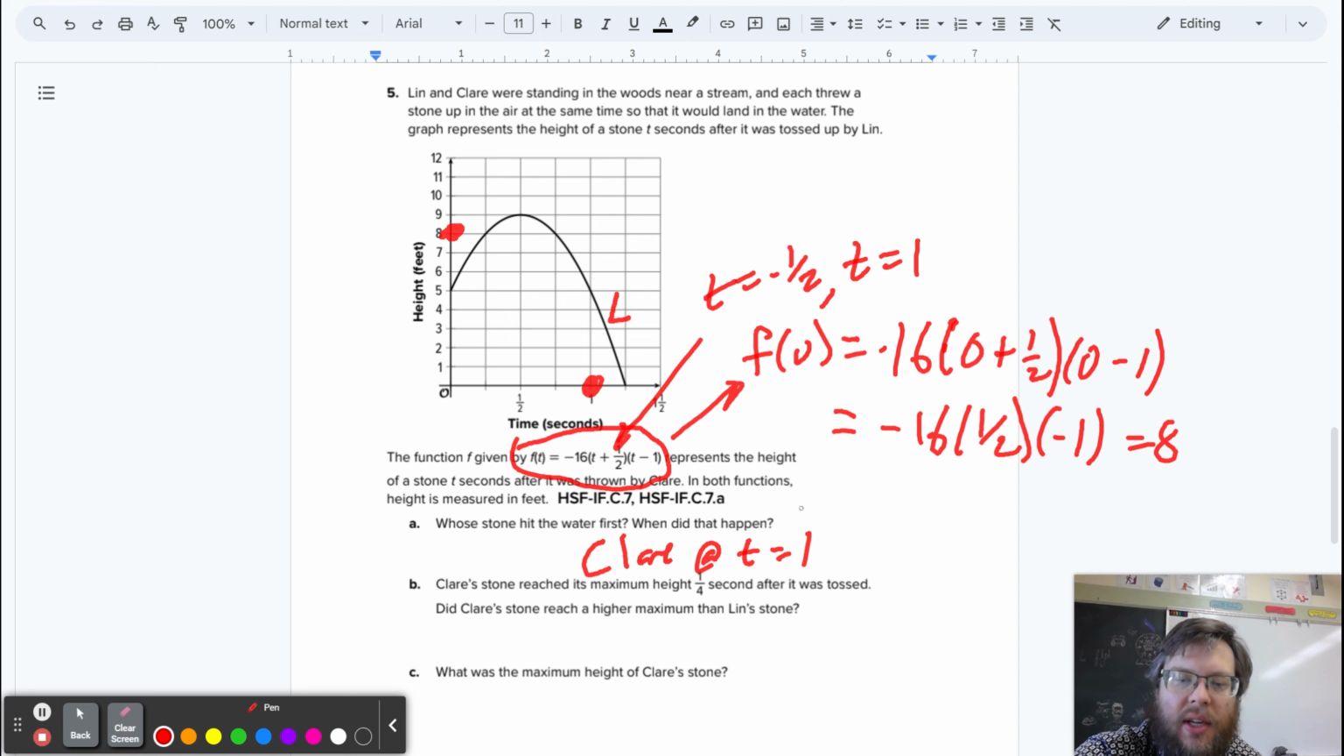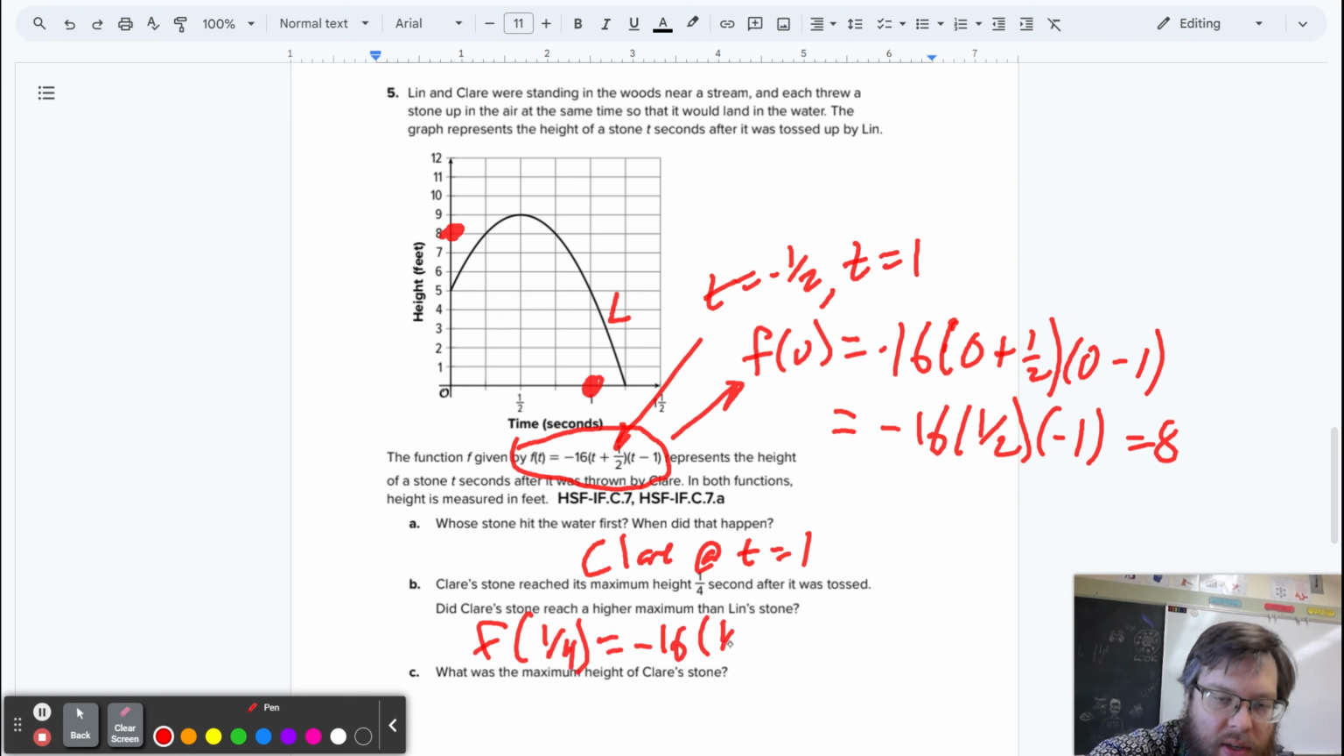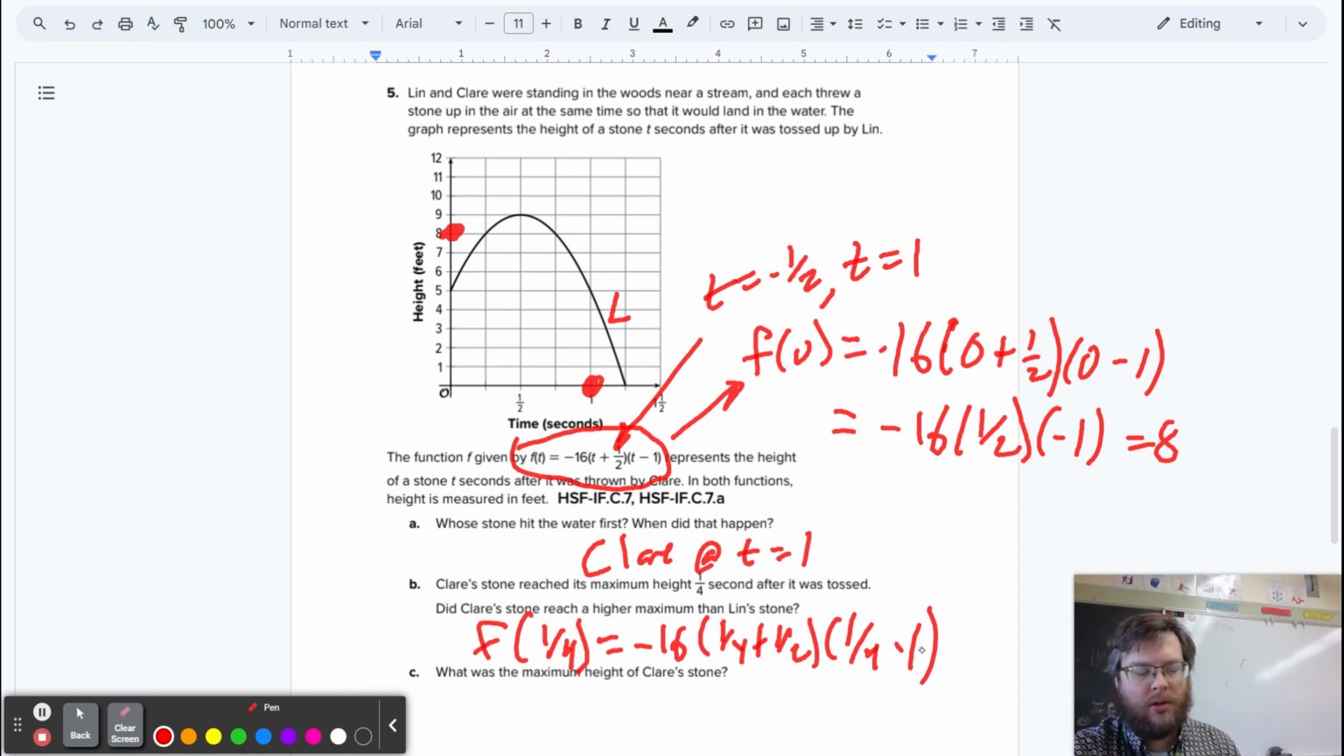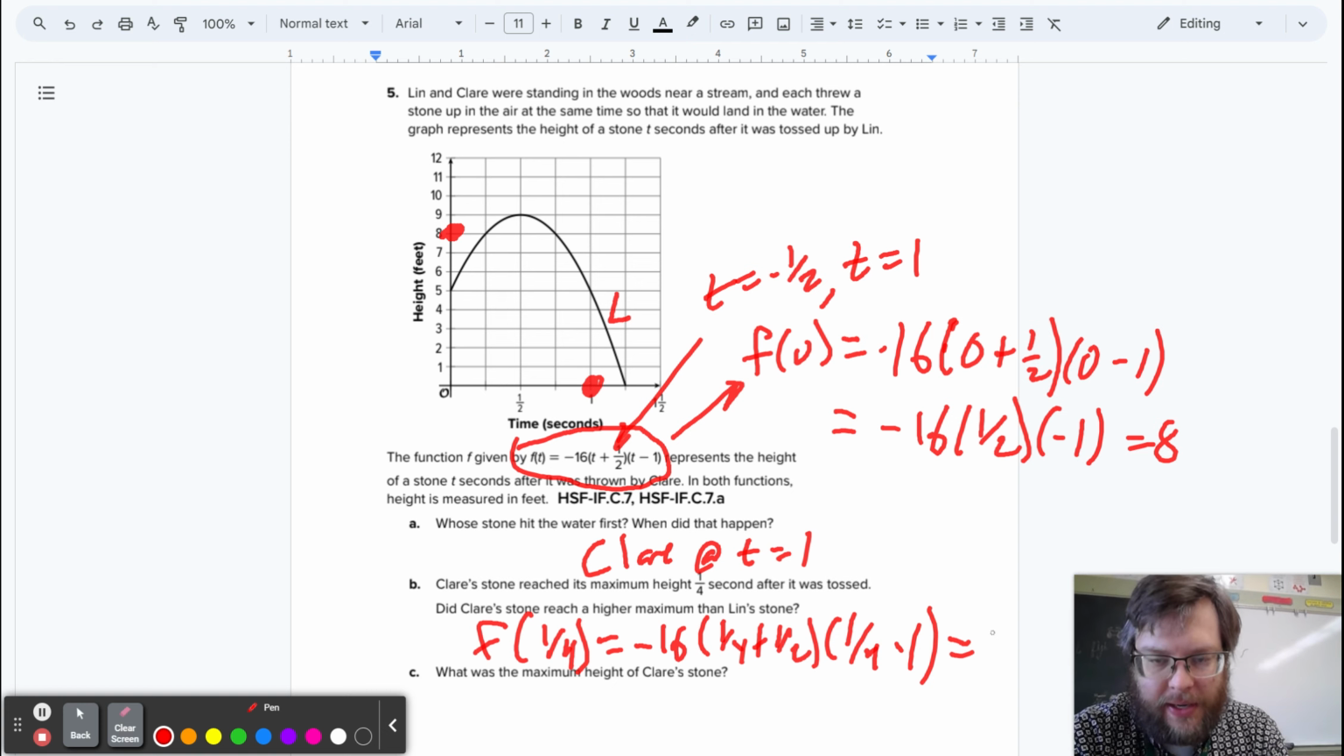That's the vertex. So let's plug in a quarter for Claire's stone. F of a quarter is negative 16, quarter plus a half, a quarter minus 1. I'm not going to try to be a hero with that many fractions going on in a problem. So I typed all that in, and I got 9. Okay, so Claire's maximum height was 9, and that happened a quarter second in.